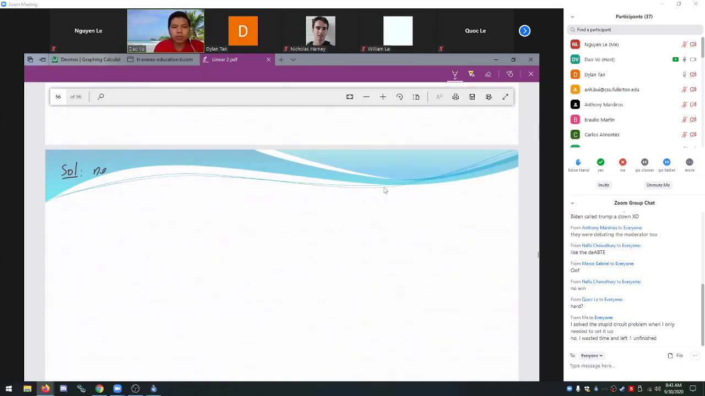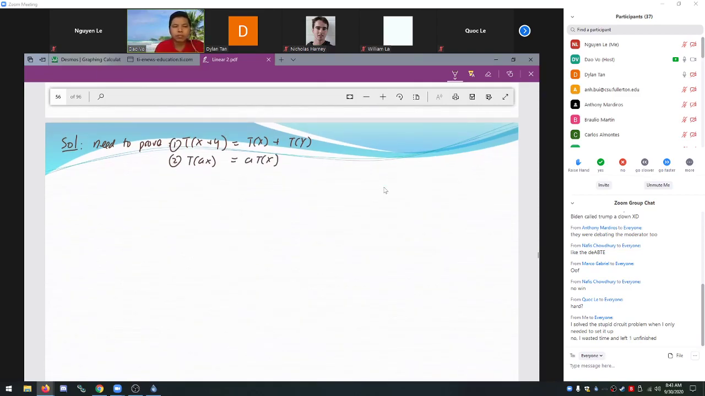Right. So we need to prove T of x plus y is equal to T of x plus T of y. That's number one. Number two, T of ax equals a times T of x. Right. So by definition, T of x1, x2, x3 is equal to x1, x2. That's the definition of the formula that we have.